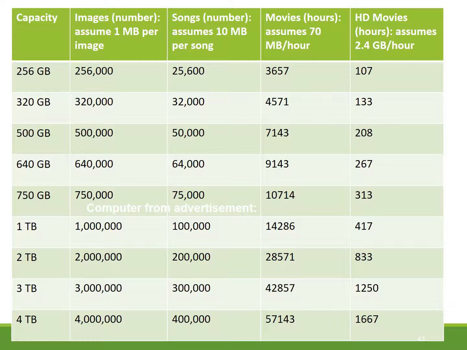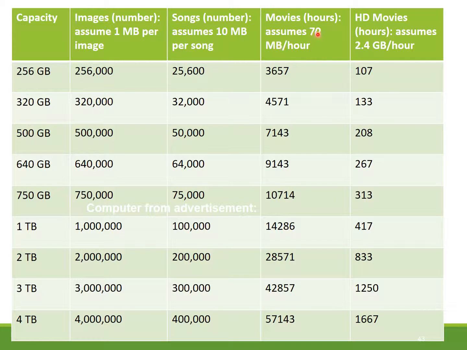This video looks at the amount of capacity a hard drive has over here on the left hand side. So over here it's the capacity of the hard drive, and here are the number of images that, for example, a 256 gigabyte hard drive could hold: 256,000 images of about 1 megabyte per image. Songs that are about 10 megabytes per song, 25,000 of those.